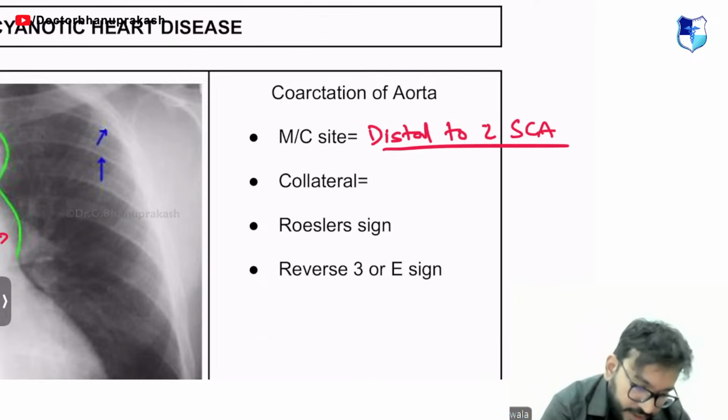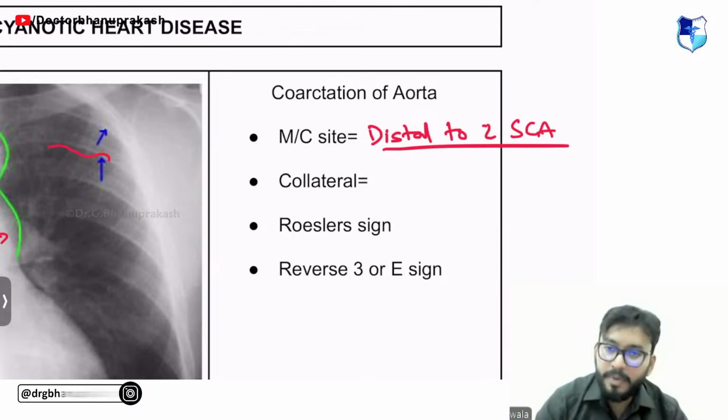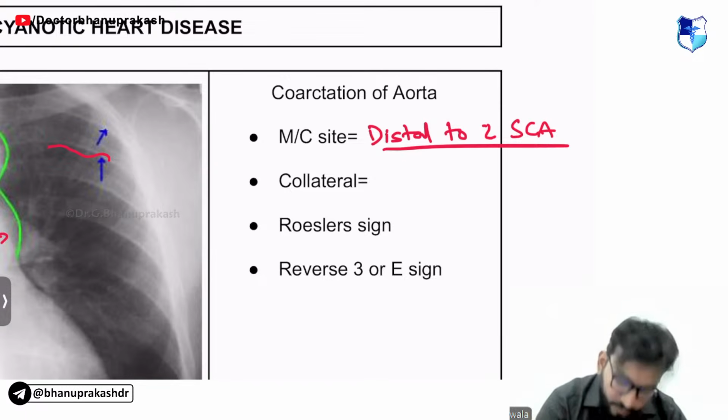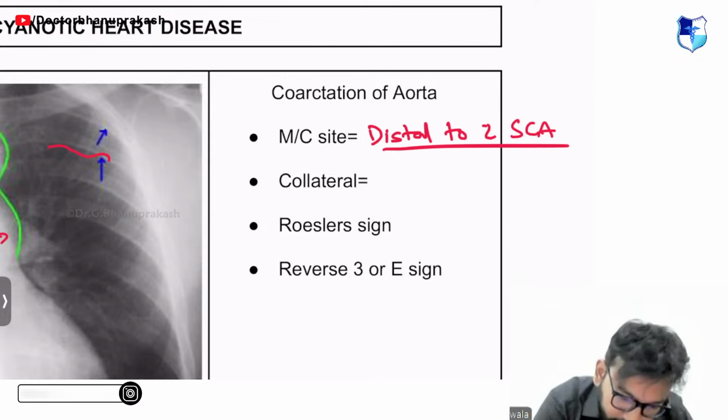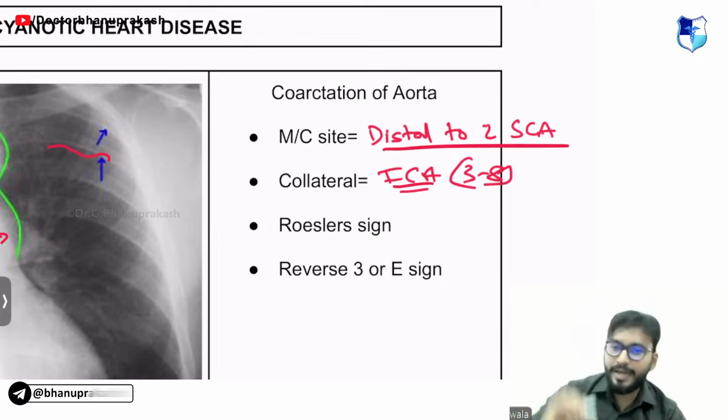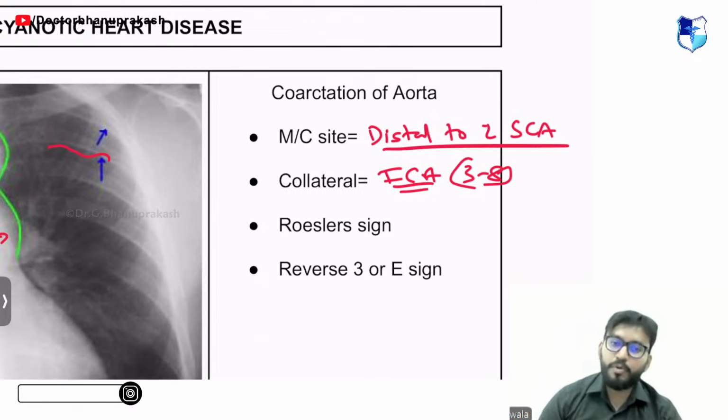These collaterals that you see, guys, the inferior rib notching that you see, it is because of collaterals that are developed. Because the collaterals are passing through, they erode the inferior margin of the ribs, inferior rib notching. These collaterals come from where? They come from the intercostal arteries, guys. Intercostal arteries. Okay, number 3 to 8 to be more specific. So from the 3rd to the 8th intercostal space, the arteries there will provide the collaterals.